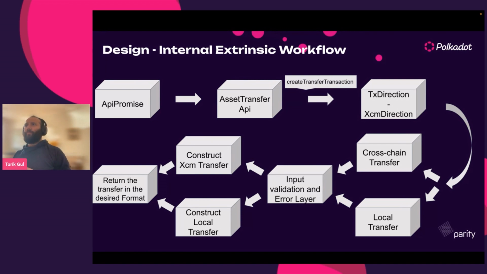Also, in general, we'll just check every single edge case that we can for the specific direction that you're in. So, for example, if you're sending a transaction from a system parachain to a sovereign parachain, that might have many more cases to look for as would sending a transaction from a relay chain to a system parachain. So every direction has their own edge cases and we try to cover all of those. So after this input and validation error layer, then we actually construct the transfer. And then from there, we actually return the format that you specify. And if you haven't specified a format, then we'll refer to the default.